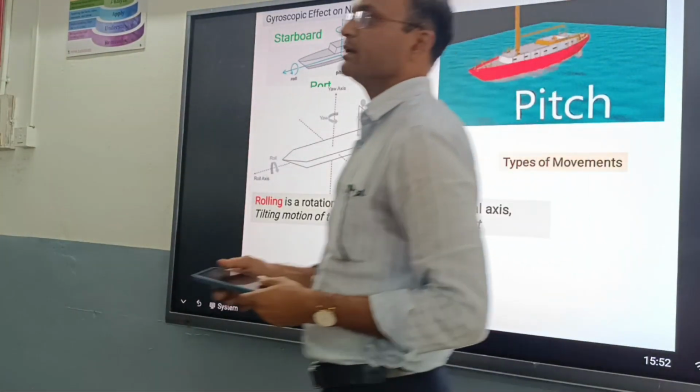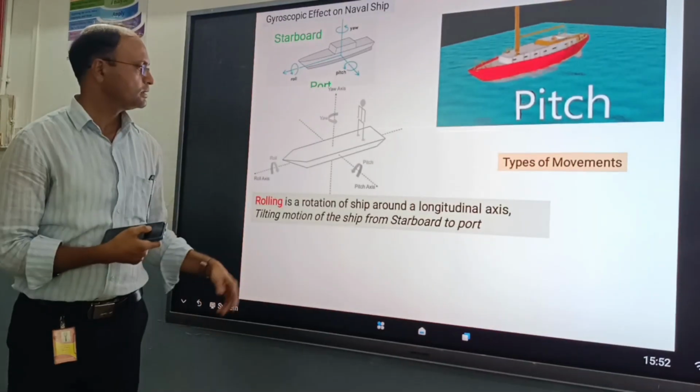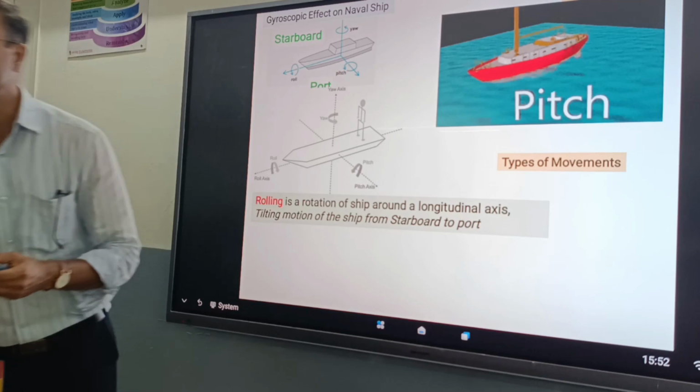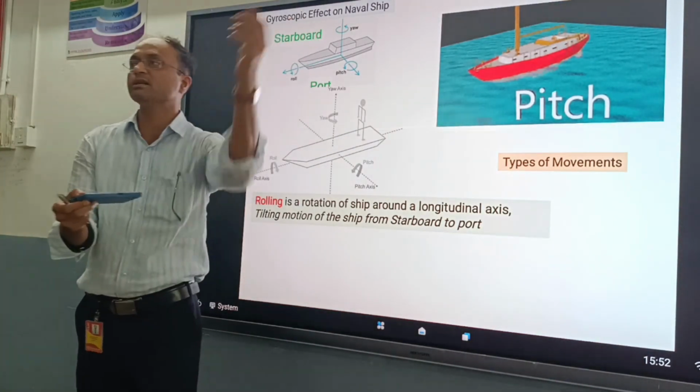Rolling. Now what is rolling? We just read the statement. What is rolling? Rotation of the ship around the longitudinal axis. Now this ship has 3 axes. Let us see which are the 3.